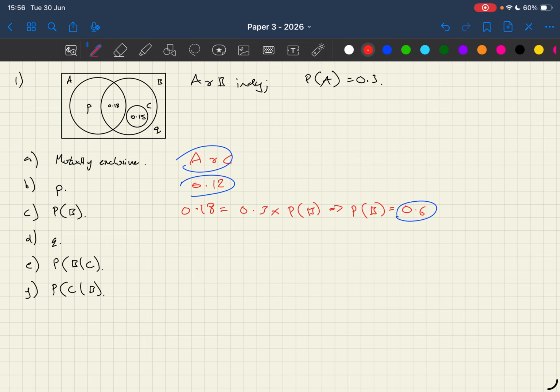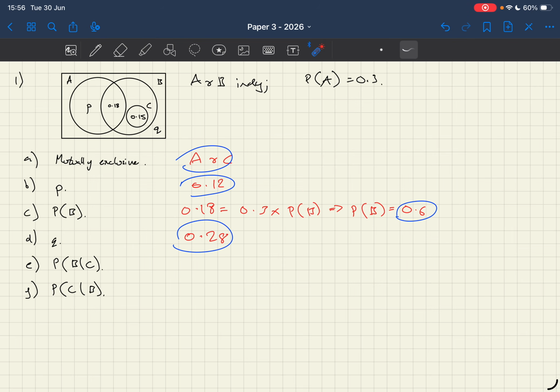Next one then, find Q. I think in that case, if we just add up A and B, so A we knew was 0.3, B was 0.6, so that's altogether 0.9. Taking that away, we've got 0.1 left over, so it should be 0.1 on the outside, is it? Yeah, nice. That looks good to me.